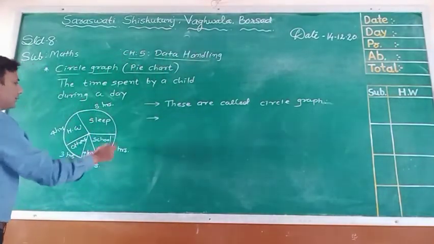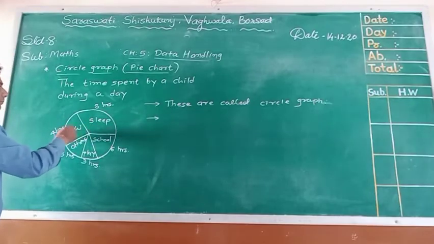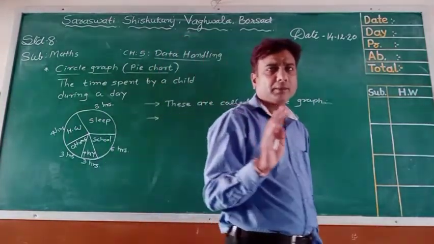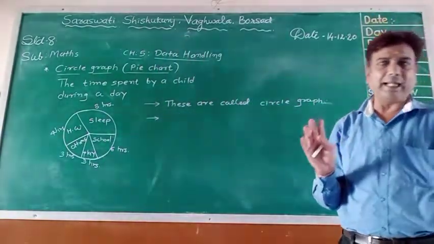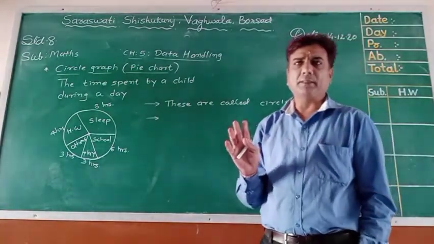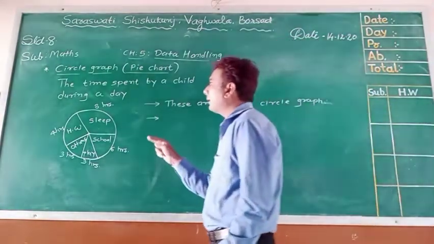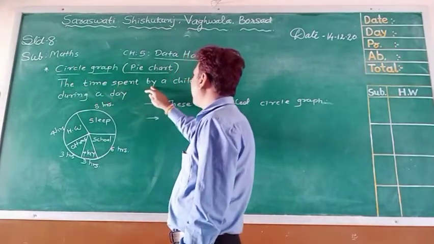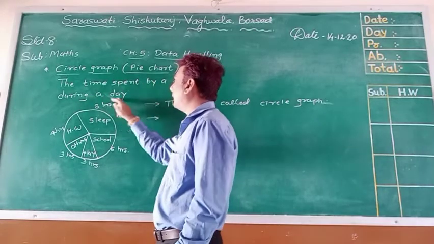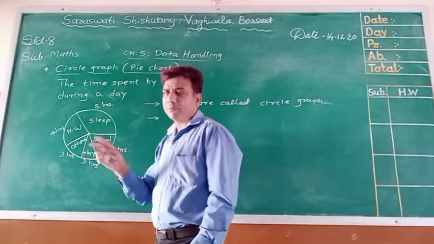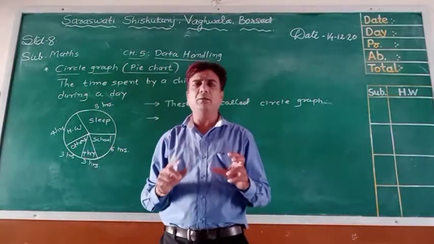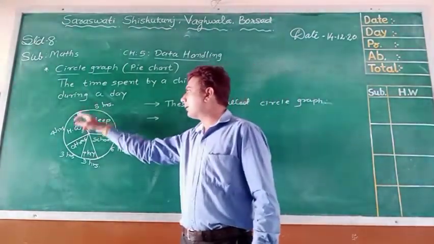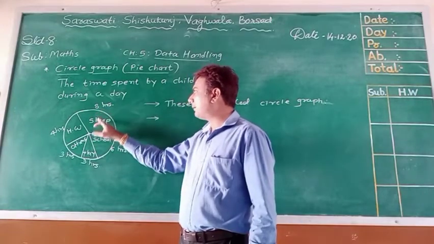Circle means there is one circle. In that circle some parts are given, meaning the whole circle is included, and we call it the whole and its parts. This is the circle graph of the time spent by a child during a day. Suppose there are 24 hours in a day. We know that in a day there are 24 hours. Out of these 24 hours, he spent 8 hours sleeping.